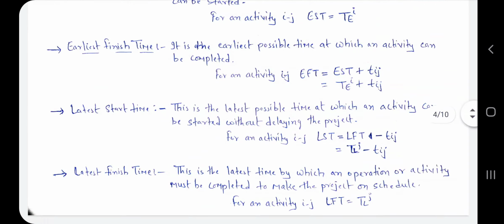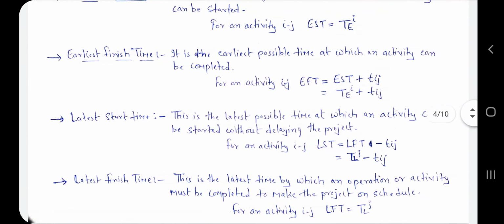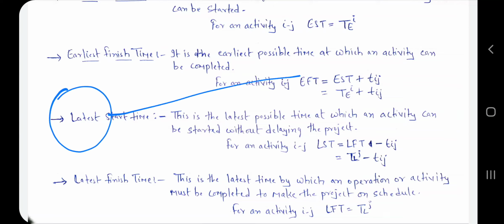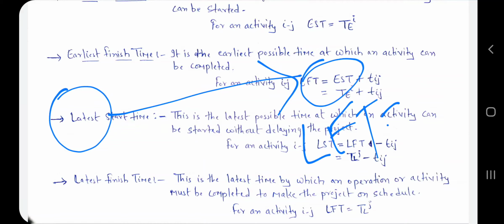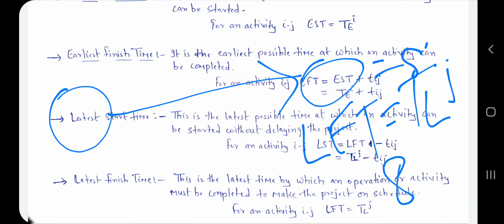Now latest finish time. This is the latest time by which an operation or activity must be completed to keep the project on schedule. This is the LFT part. LFT is equal to TL. If here I get 8, then LFT is equal to 8. So these are the four activity times in the CPM.